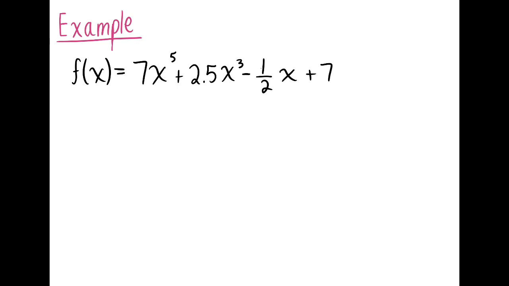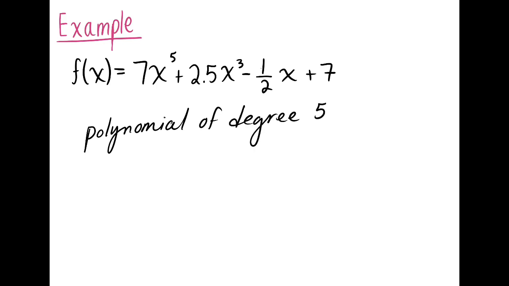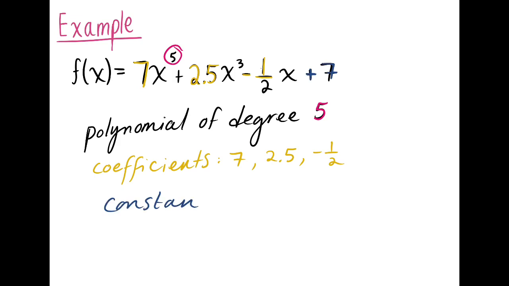So let's say we had 7x to the 5th plus 2.5x cubed minus 1/2 x plus 7. The degree of this polynomial would be 5 because 5 is the highest exponent in this equation. Now the coefficients are all the numbers multiplying the variables, which would be 7, 2.5, and -1/2. And then that plus 7 at the very end is the constant term because it does not have an x value.